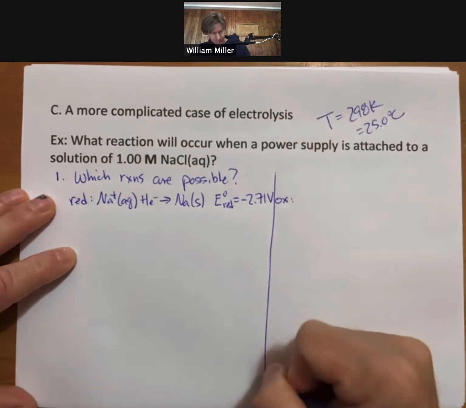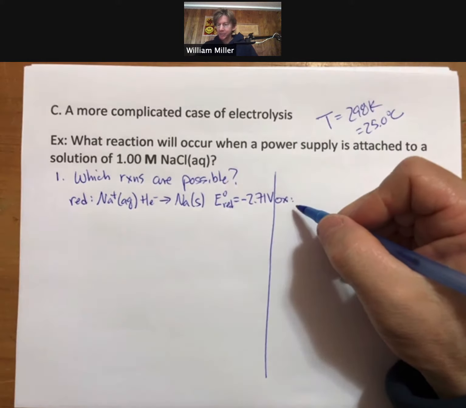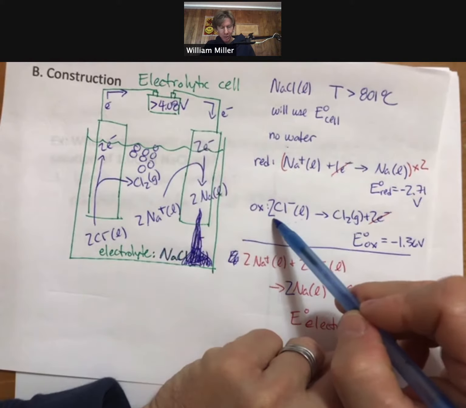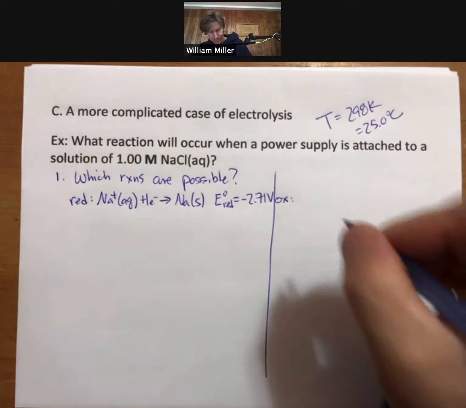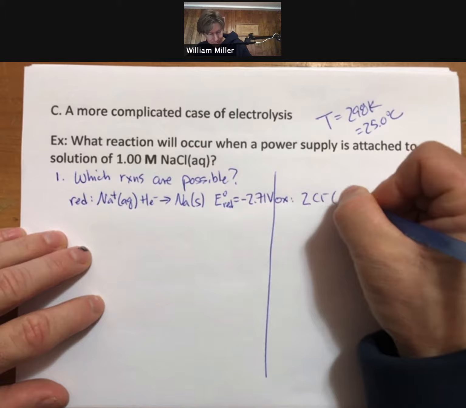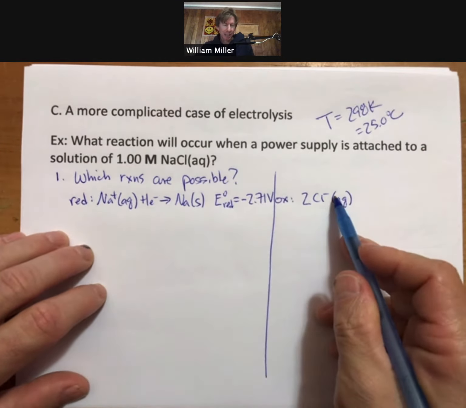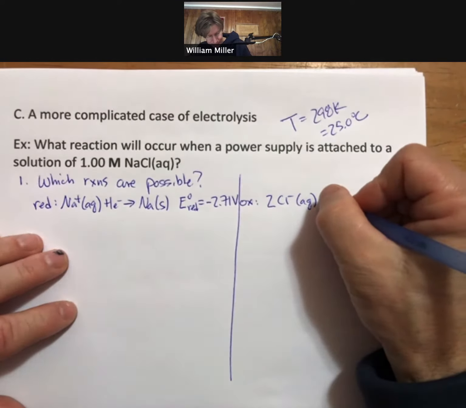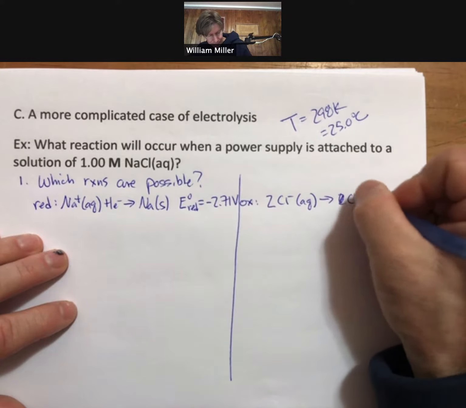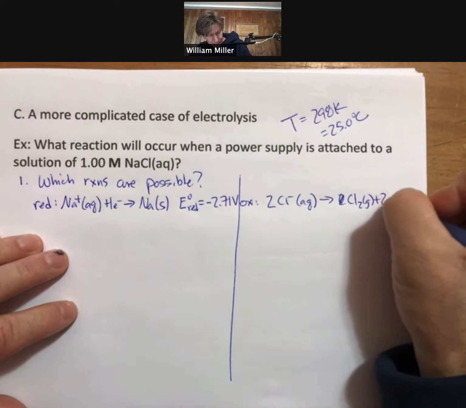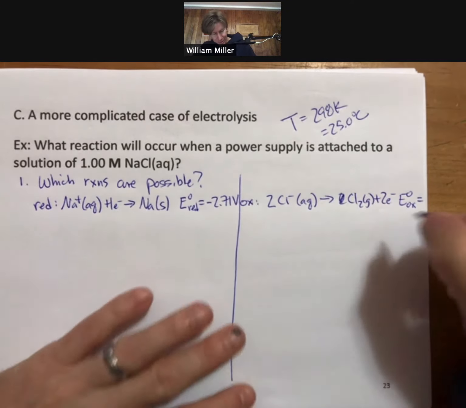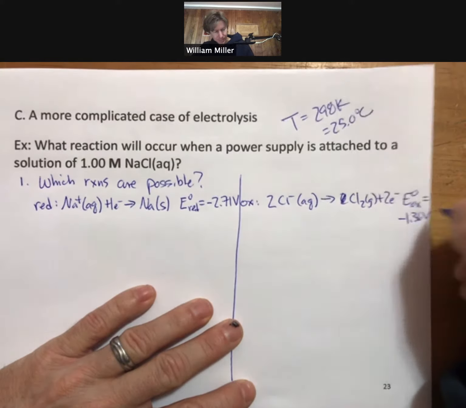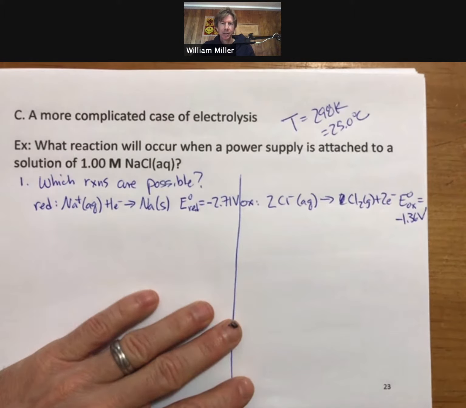And my oxidation from my previous page, 2 chlorides goes to chlorine gas plus 2 electrons. Only this time it's aqueous. And it's still minus 1.36 volts, like so. But now we have to consider the water reactions.